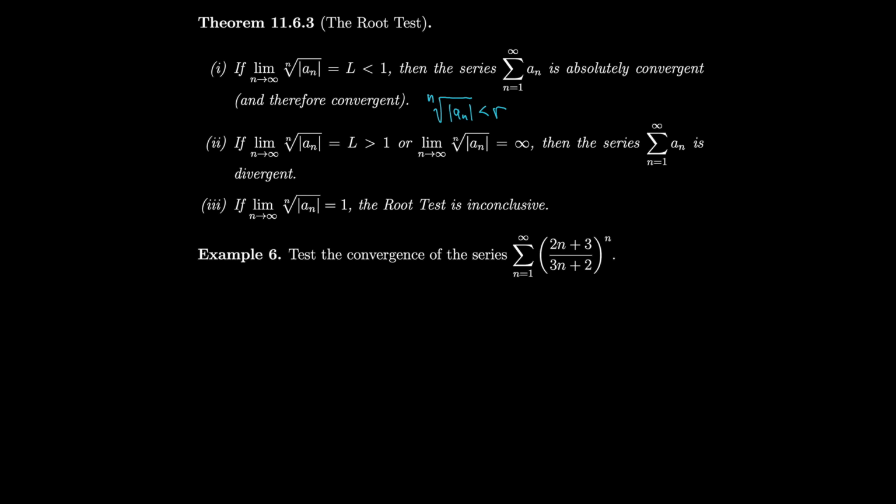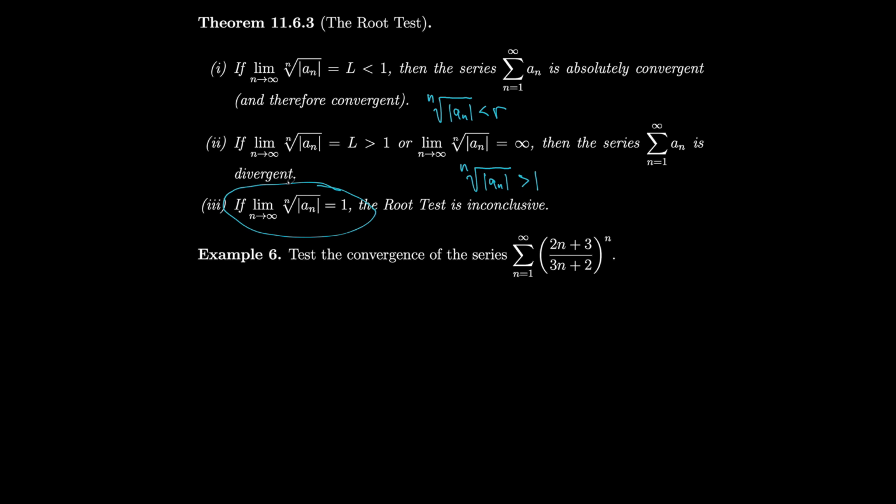Similarly, for the divergent case, you look at terms far enough along such that the nth root is bigger than 1, which means that the limit of your a_n does not tend to 0, so your series diverges by the test for divergence. And then by the same reasoning as the ratio test, the limit of the nth root equaling 1 gives you no information whatsoever.